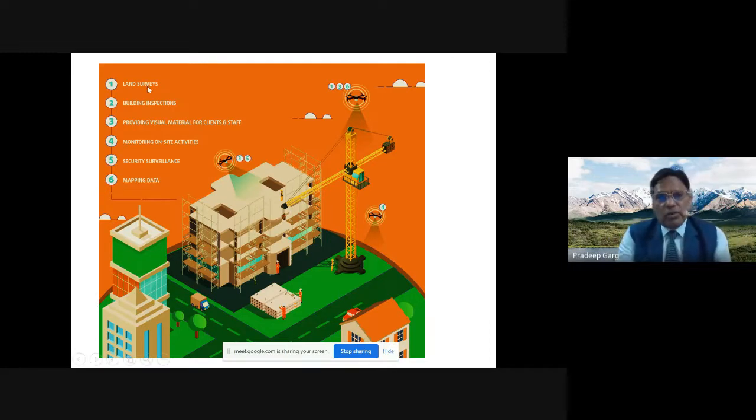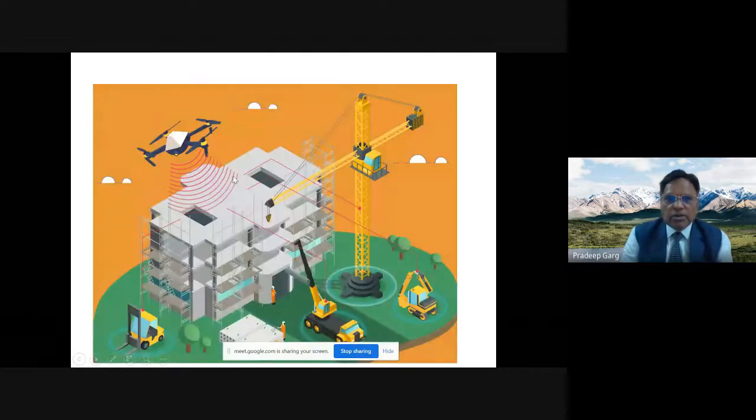So the uses could be survey of the land, inspection of the building, providing visual material for the clients and the staff, monitoring on-site activities, security surveillance, because this has become a big challenge for people, how to secure a particular area, and mapping the data. These are now done regularly with the help of drone technology.